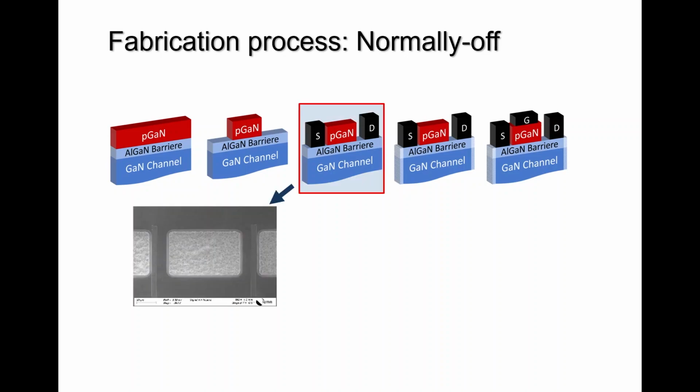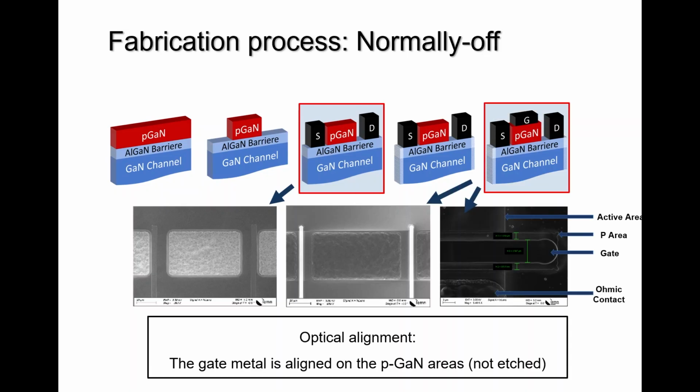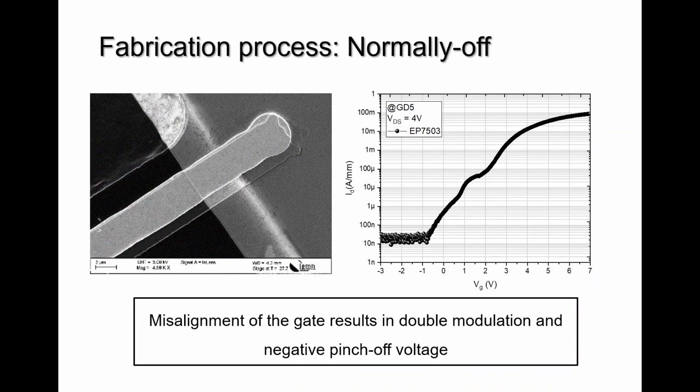So this is just some pictures of the device. You have to align the gate on the P-GaN. That's something I mentioned already. Here's just an example of misalignment. People never show bad things, so it's good sometimes to show that things are not working. If you look carefully, there's a P-GaN here that you can see, and the gate metal, the large stuff here, is overlapping a little bit outside the P-GaN. And the result is here. Actually, you have a double modulation, and you have a negative threshold voltage here. So you have to be careful with that.